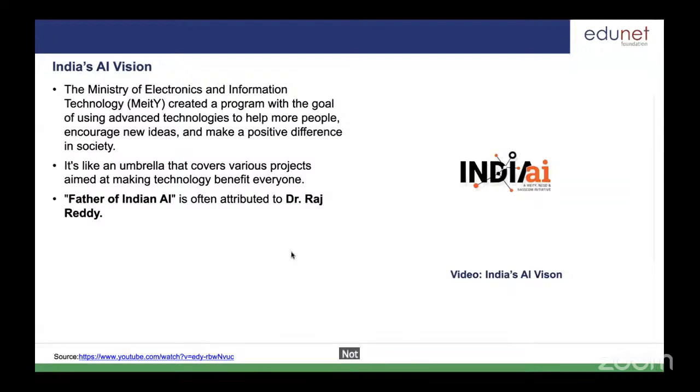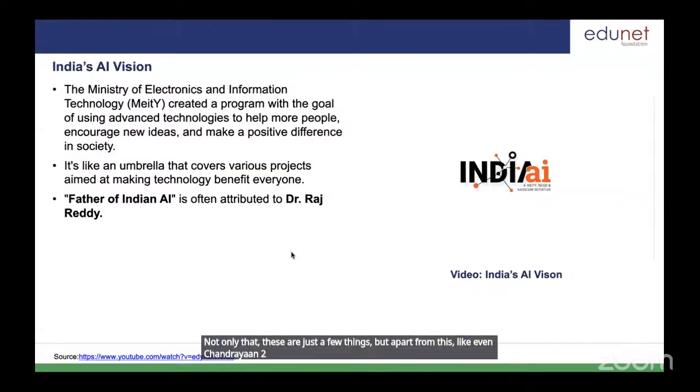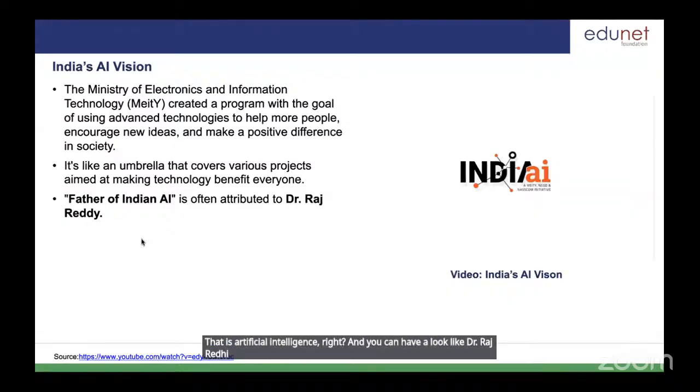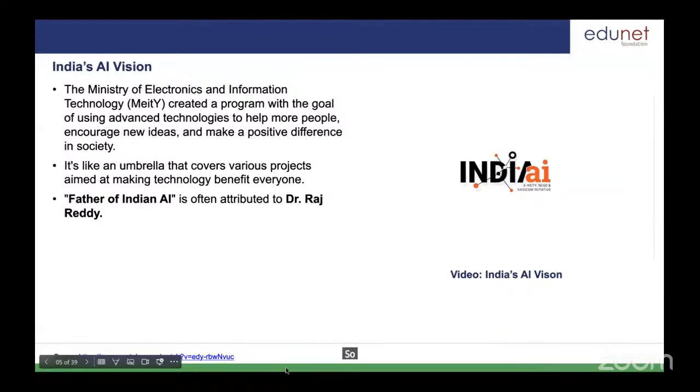Not only that, these are just a few things, but apart from this, even Chandrayaan 2, right? It was powered by artificial intelligence. So that is the entire information we are getting from this video, how India is focused on this specific field, artificial intelligence, right? And you can have a look, Dr. Raj Reddy, who is also called the father of Indian AI, right? So students, is it clear for you, everyone? Any doubts still here?